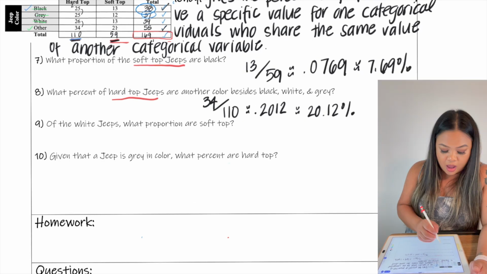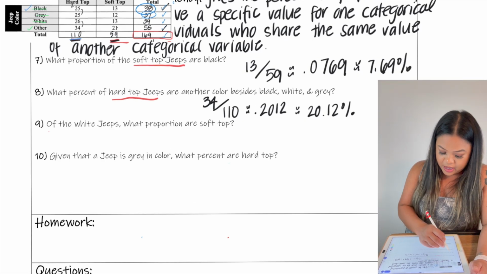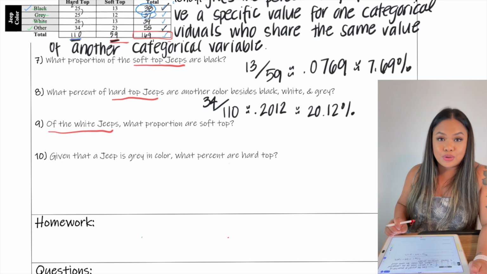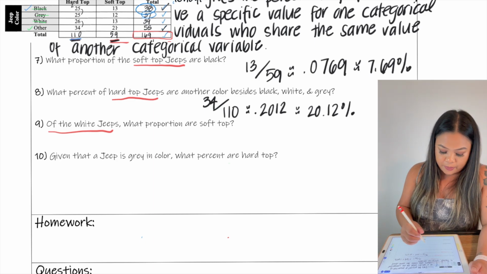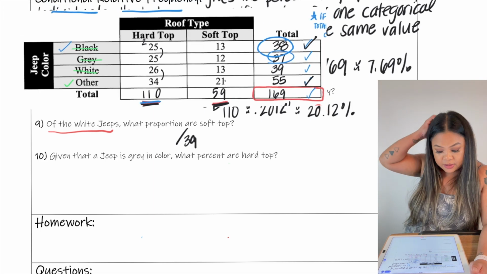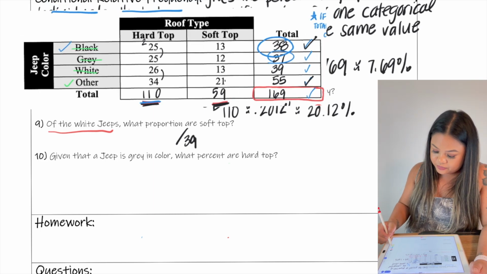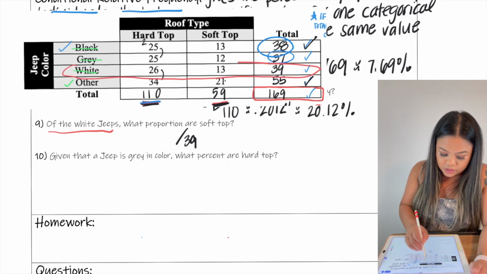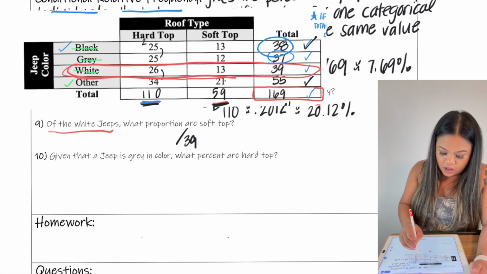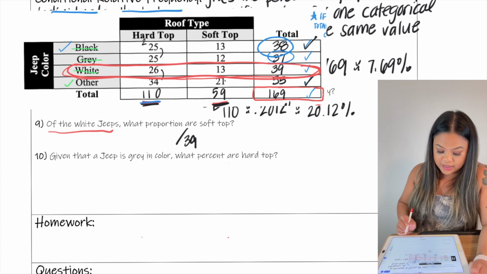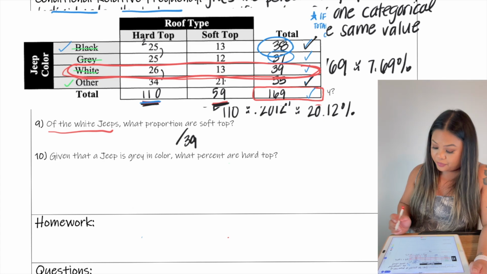So number 9, of the white Jeeps, okay? So right away it told you it only wants you to look at white Jeeps. What is the total for white Jeeps? What is your new denominator? That's going to be 39. Okay, so of the white Jeeps, now we're only looking at this row right here. Okay, these are the white Jeeps. Of these white Jeeps, what proportion are soft top? So what's the number that's going to be at top? 13.